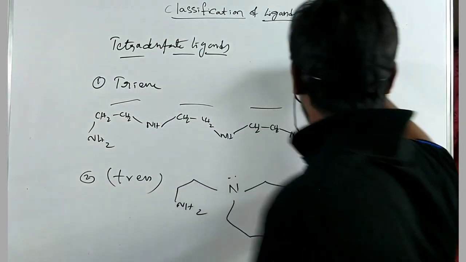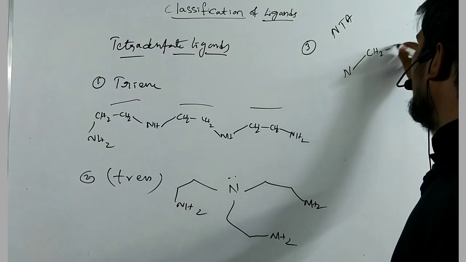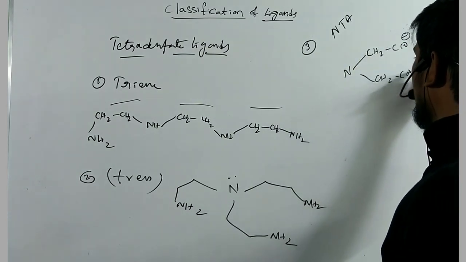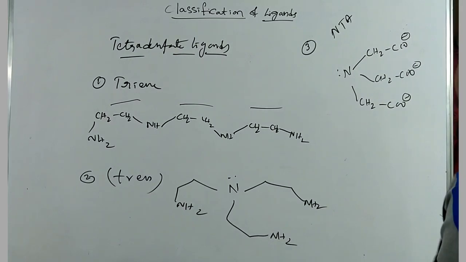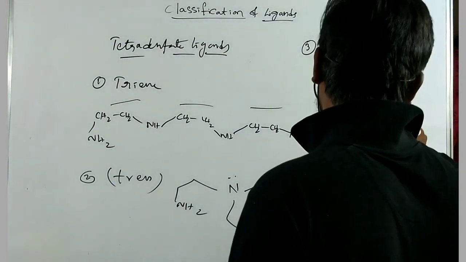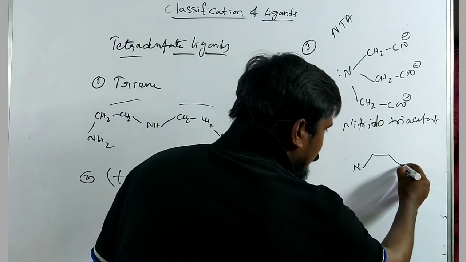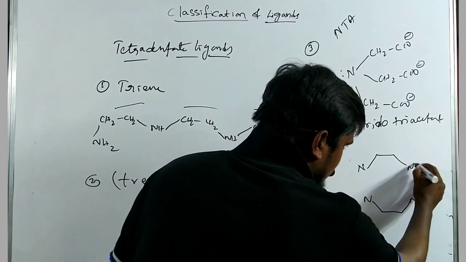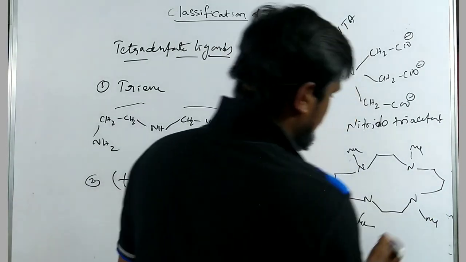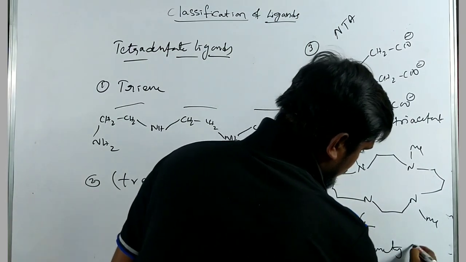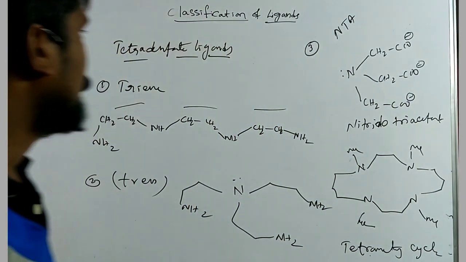Now the third one is NTA. That means nitrilotriacetate, CH2COO minus. Now it is called nitrilotriacetate. Now the fourth one is tetramethyl cyclam. This is called TMC, tetramethyl cyclam. So these are the tetradentate ligands.